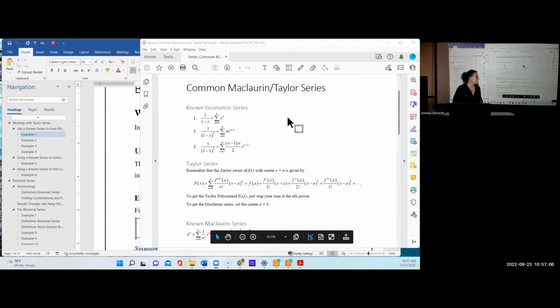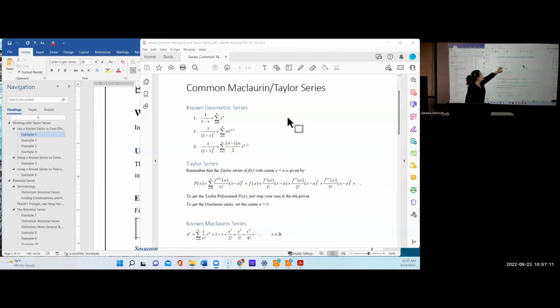So when we're looking at this particular thing right here, what you'll see are some known geometric series. When we talk about the geometric series, we're really talking about this first one up here. This is 1 over 1 minus x, which we know to be the sum from 0 to infinity of x to the n. We proved that as a geometric series where the common ratio was x. And so we know that it converges provided that the magnitude of x is between -1 and 1. So we have this one already.